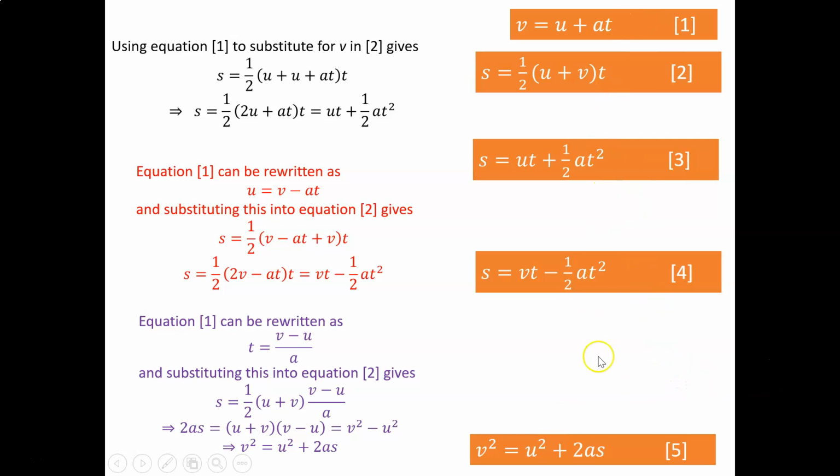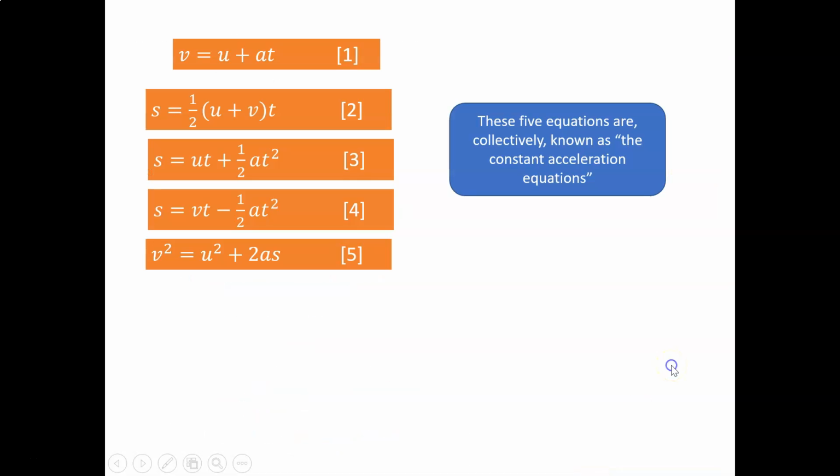Now, for each of these equations, you're usually given 3 items of knowledge about what's happening, and then you can find a fourth. So each of these equations would be missing one of the terms. This one is missing s, this one is missing a, this one is missing v, that one is missing u, and this one is missing t. So you've got an equation for each situation. These 5 equations are known collectively as the constant acceleration equations.